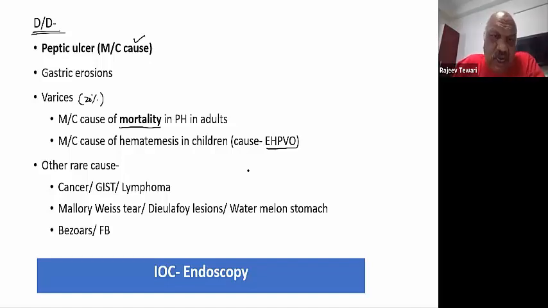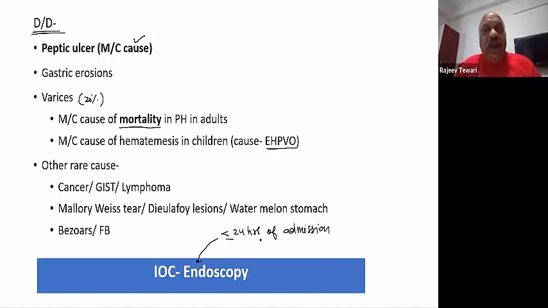Well, one more point. Investigation of choice is endoscopy. And endoscopy should be done within 24 hours of admission, right? Within 24 hours. And it has been very well proved that you should not be afraid of the clot getting dislodged by endoscopy. No, there is ample evidence that the clot does not get dislodged. Endoscopy does not increase the risk of rebleeding. So it should be done, diagnostic or therapeutic, within 24 hours.